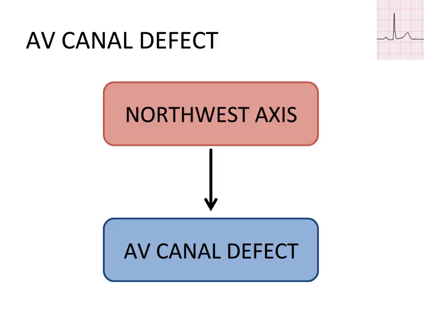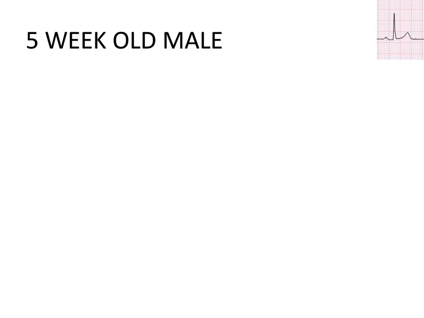The classic teaching with AV canal defects is a northwest axis on EKG. Remember that some AV canal defects may have a superior axis that is not truly northwest, depending on the exact architecture of the ASD. Therefore, this is not a perfect screen for an AV canal defect, but it is an important pearl to remember. Now that we've learned about AV canal defects, let's go back to our case.